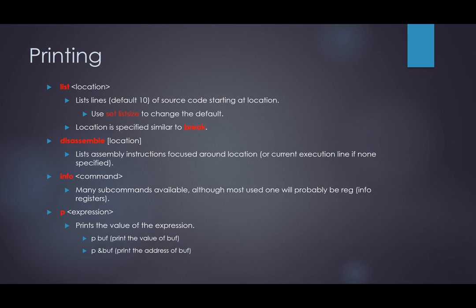Info actually has a bunch of subcommands available to it. The only one I know off the top of my head is info registers. So if you type in info registers, it'll give you all the values of the registers. And p, or print, prints out the value of an expression. So you can print out the value of a register, you can print out the value of variables and such.